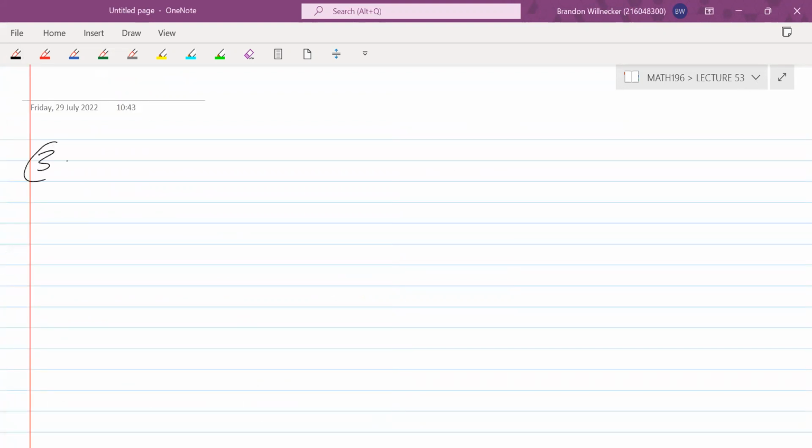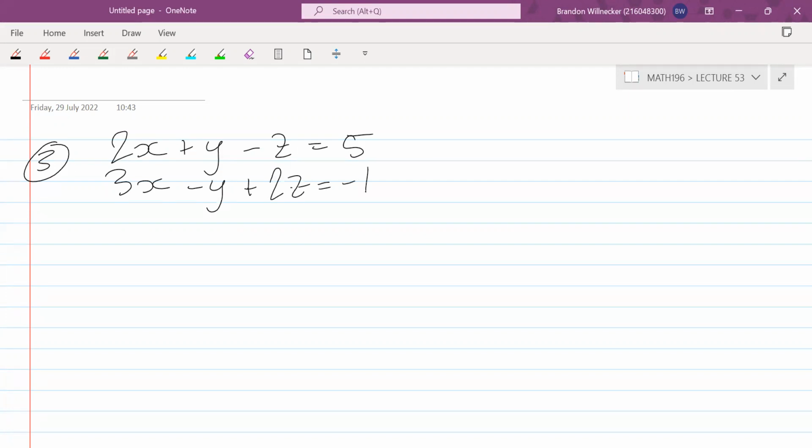Okay, so example 3. We've got 2x plus y minus z is equal to 5. 3x minus y plus 2z is equal to minus 1. And x minus y minus z is equal to 0. Okay, so we want to determine what kind of solutions we have from this. So let's write it as an augmented matrix.